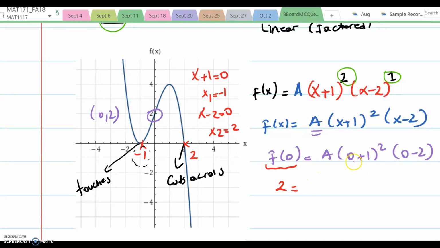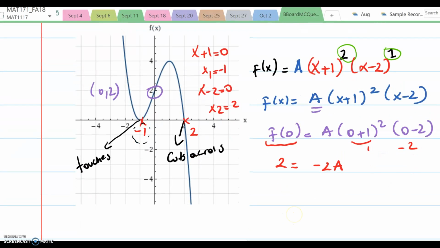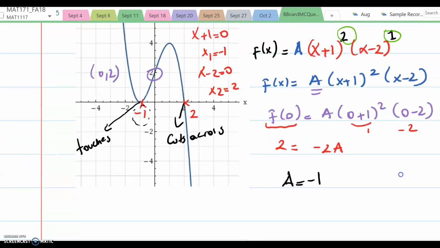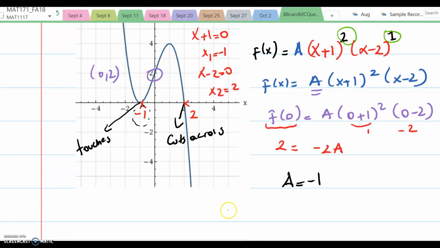Then write down 0 + 1 is 1, 1 squared is 1, so a times 1 times (0 - 2), so I'm going to have 1 from here, -2, so -2a = 2. Then I need to solve for a here. I will end up with a equal to -1. So what will be our polynomial? Our polynomial will be f(x) = -1(x + 1)^2(x - 2). Ta-da! I hope it helps you see it better now.